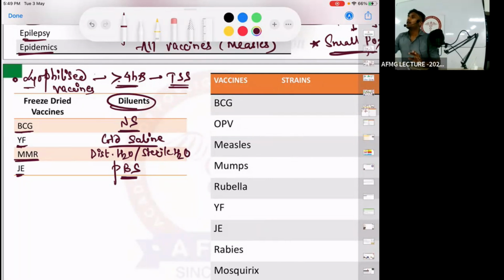If they ask, all reconstituted vaccines can be used up till 4 hours, except one which should be used within half an hour. Your answer should be yellow fever or Japanese encephalitis. Both of these vaccines should be used within a period of half an hour; maximum they can be used up till a period of 4 hours.